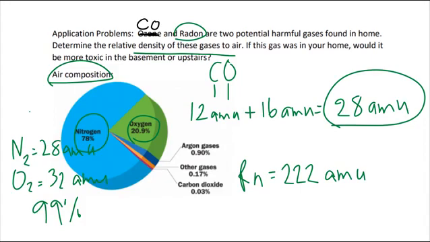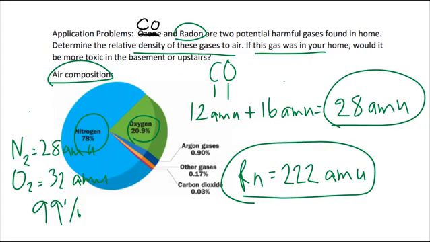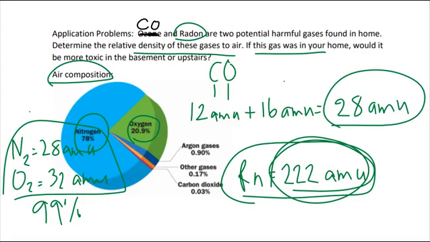Do you think if this gas was in your home, would it be more toxic in the basement or upstairs? Definitely upstairs. I mean, where is your air? It could be anywhere the rest of the air is in your house. But radon, with a mass of 222 AMUs, is much more dense, much bigger than 28 and 32 AMUs, meaning that's going to be in your basement. So that definitely would be more toxic in the basement. Your carbon monoxide could be in the basement for sure, but it could be anywhere else in the rest of your house too.